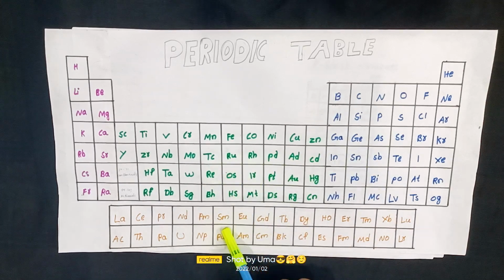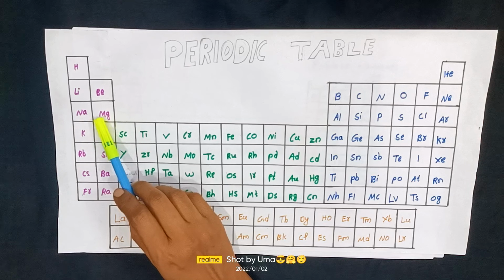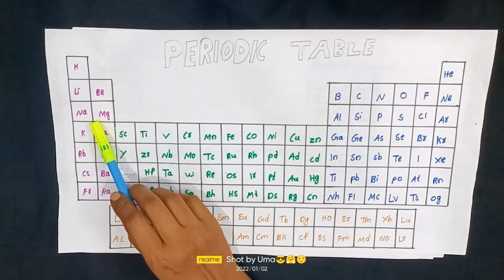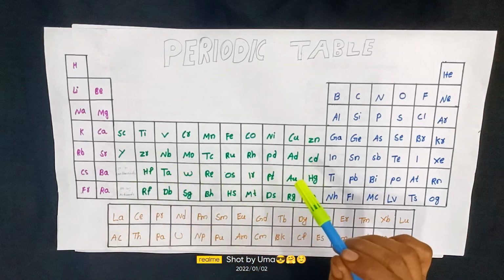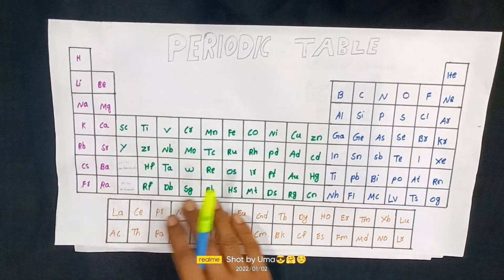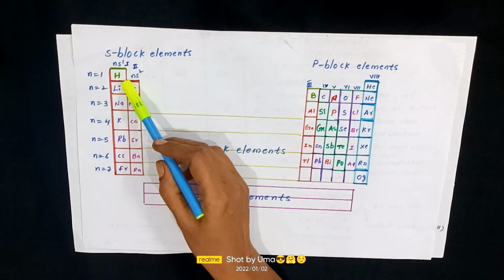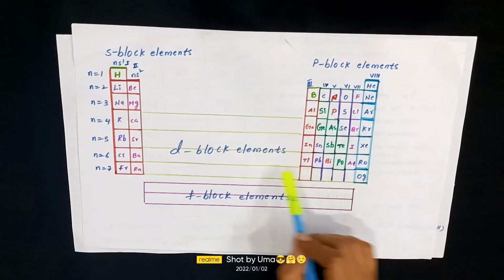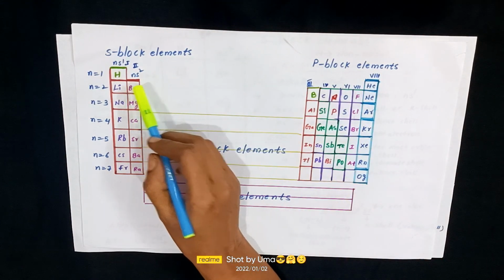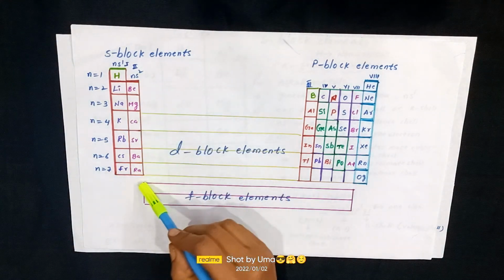And here the elements are classified into 4 blocks: S block, P block, D block and F block. So the elements in which the valence electrons enter into the s orbital are called S block elements. Let us see the examples of the S block elements. This is the periodic table, children.